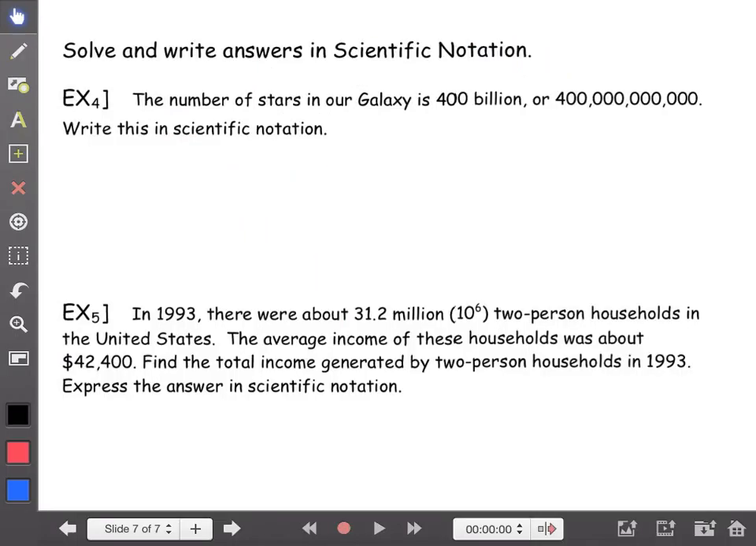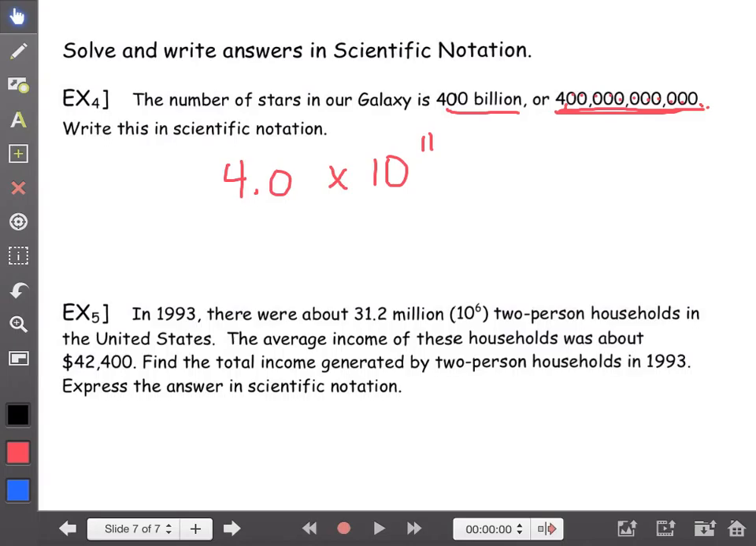Okay, in example 4, the number of stars in our galaxy is 400 billion, or this number here with lots of zeros, 400 billion. So we want to write this in scientific notation. So we're going to put the decimal right after the 4. So this would be 4, and you can write it as 4.0, or you can just leave it as 4, times 10. And then on this one, since there's only one number, you're just going to count how many zeros you have, because it's going to be the same thing as moving the decimal all the way over. So I have 1, 2, 3, 4, 5, 6, 7, 8, 9, 10, 11. So it'd be times 10 to the 11th power.